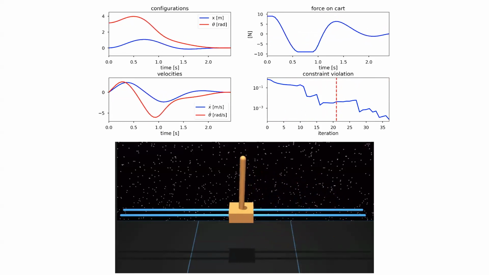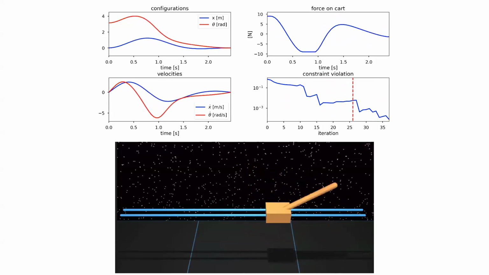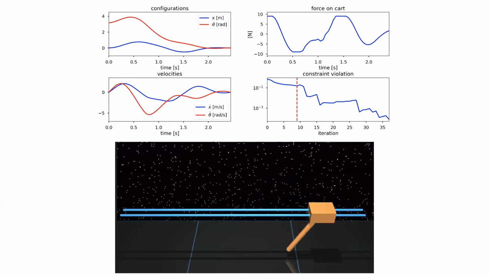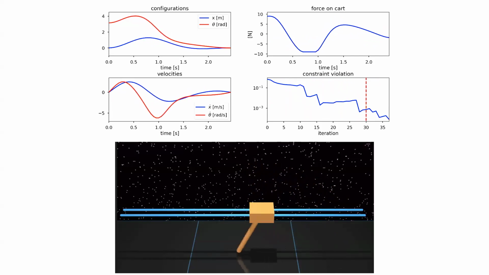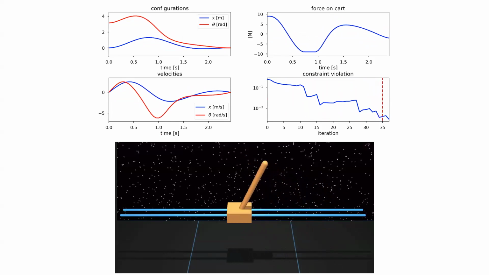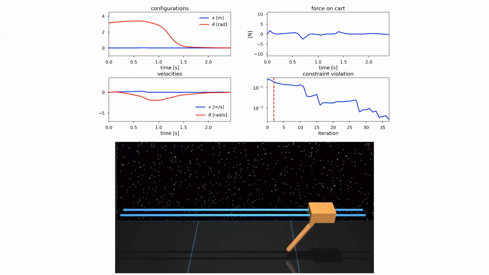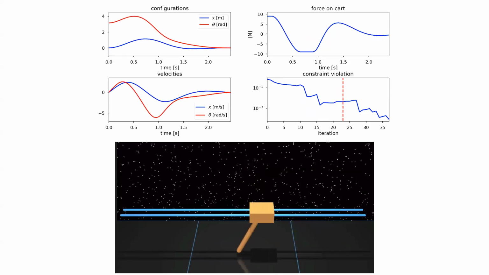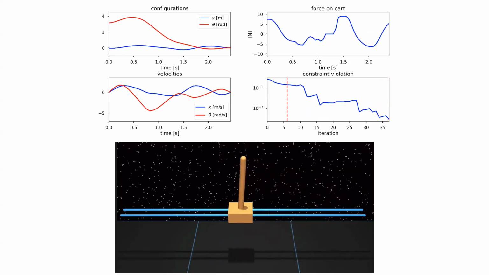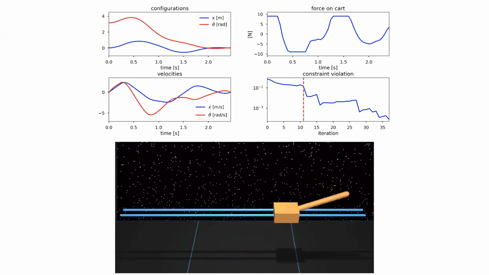So we have configurations, velocities, force on the cart. This is our control. And then we have our constraint violation. In this case, our constraint violation is our dynamics infeasibility, or the defects between each of these windows in the trajectory. So it's not a real trajectory until this number is below some tolerance we have. In this case, it goes below 1e-4, and for our purposes, that is converged. What we see is that we get a classic swing up, everything looks good, and it takes about 35 iterations.